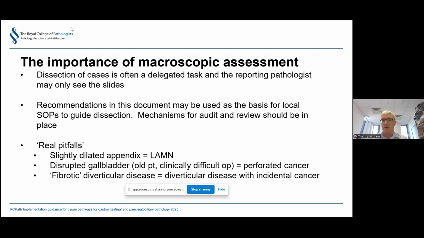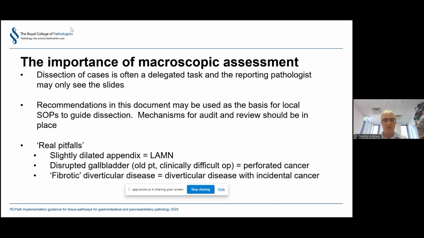And I think this is something that it's worth considering in terms of ensuring that perhaps a photographic record is available, or an opportunity is taken to look at the intact specimen to aid in reporting. Obviously, the recommendations in this document can be used as the basis for local SOPs to guide dissection, and we would emphasize that there should be some mechanism for auditing and reviewing this practice.